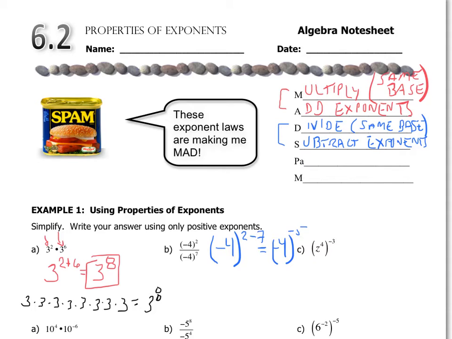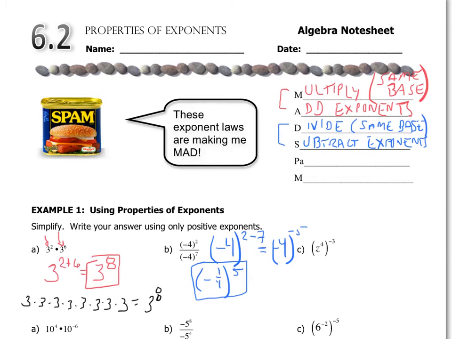Now in the directions it says we would like our answer to be in positive exponents. So let's remember back to the negative exponent. For the negative exponent, we take the base and flip it upside down, which would make my base now negative 1/4, and it's now to the positive 5th power.